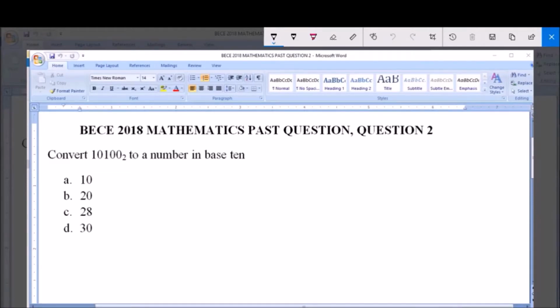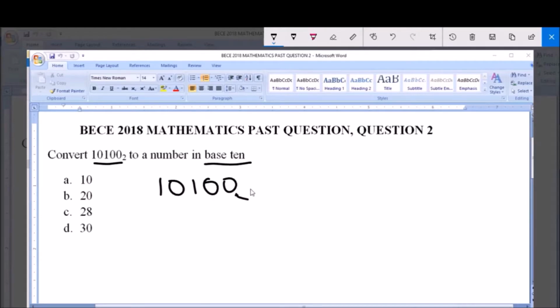Convert 10100 from base 2 to a number in base 10. A, 10; B, 20; C, 28; and D, 30. So we're given a number in base 2, 10100 in base 2, and we have to convert this number to a number in base 10.